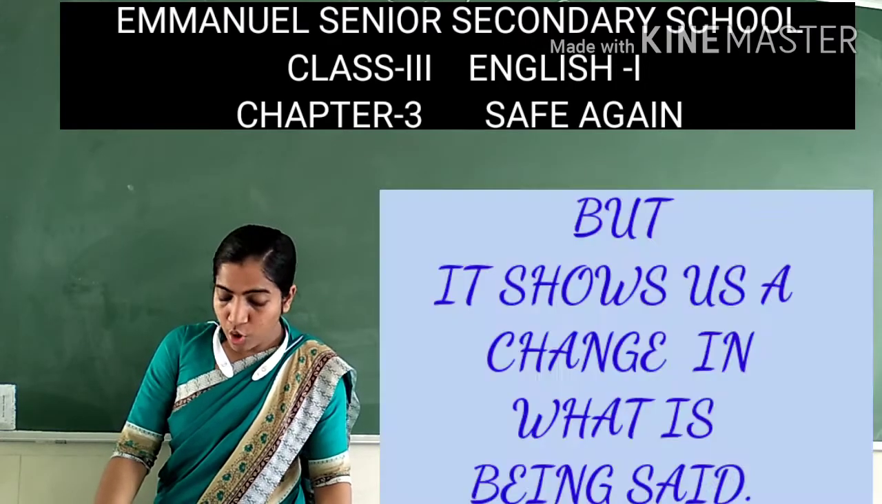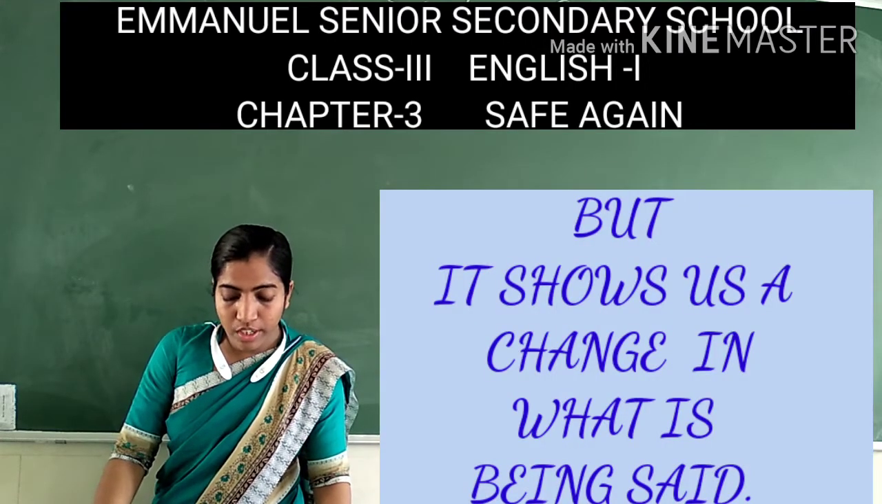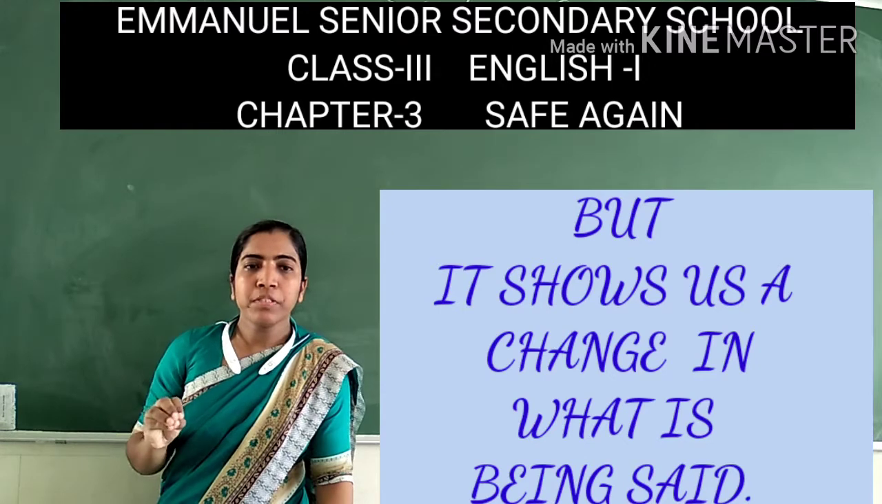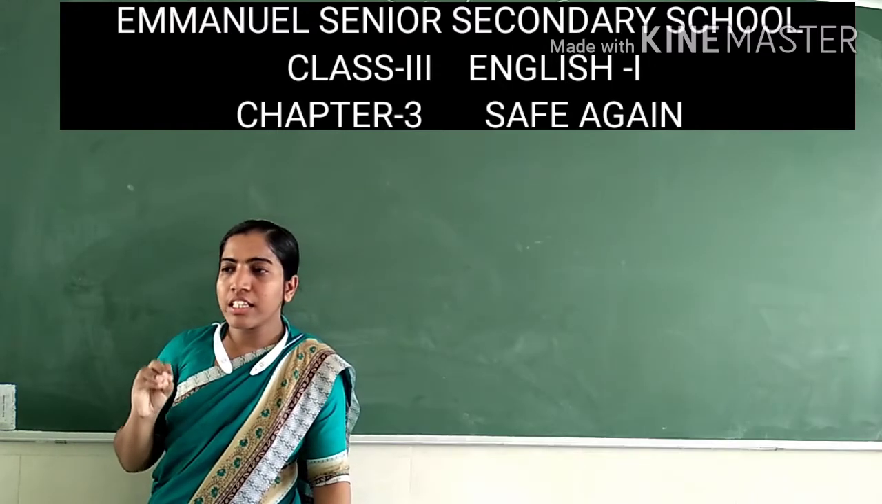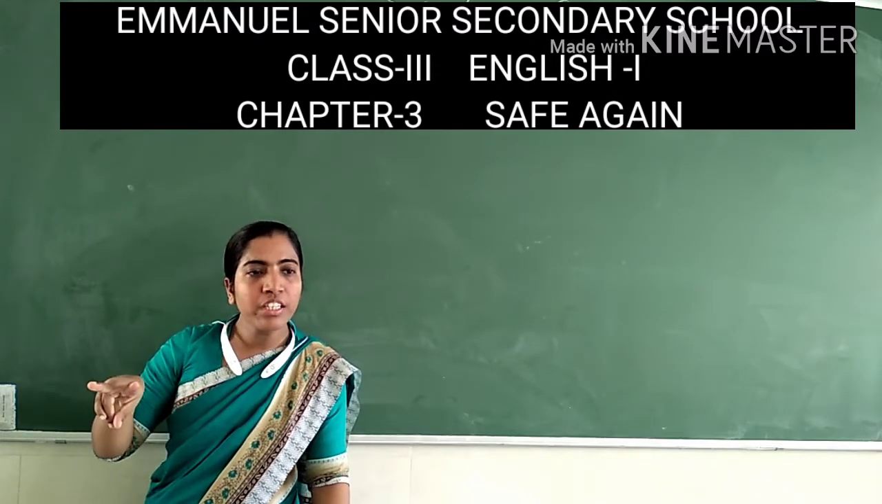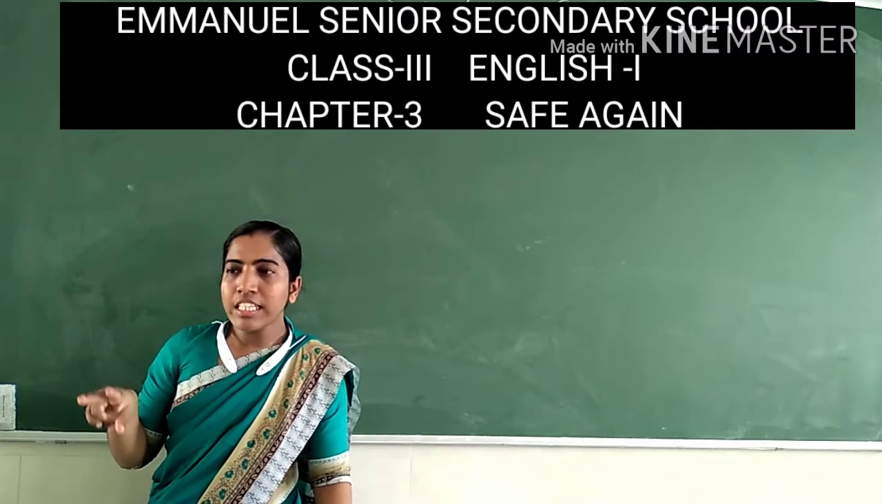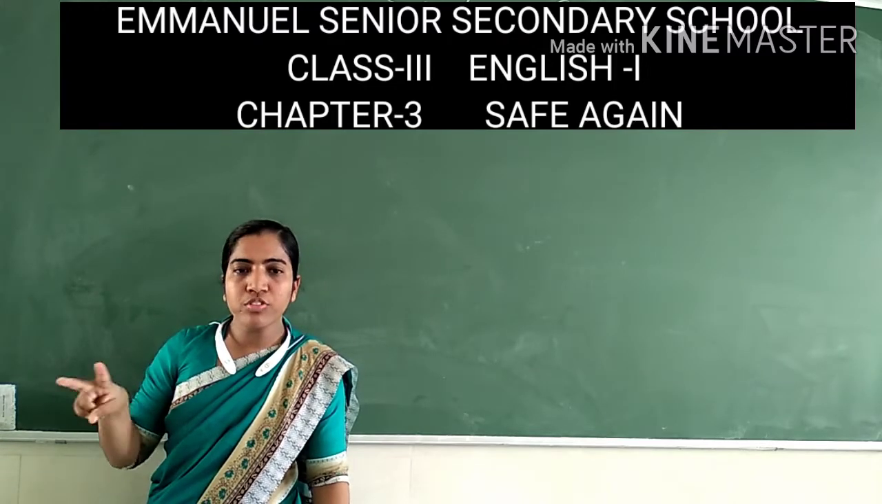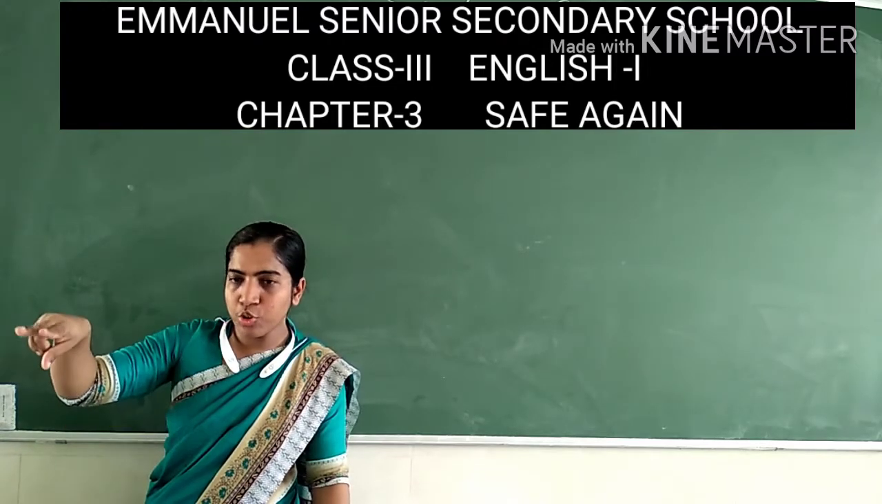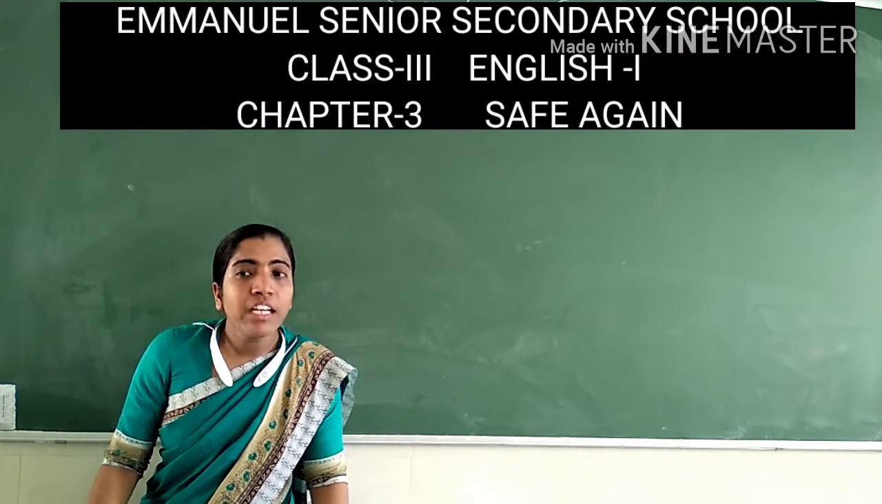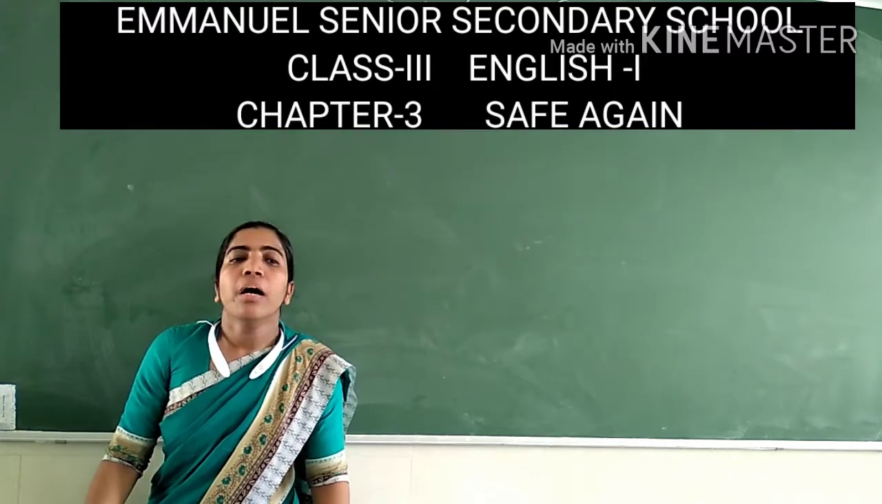So it shows us a change in what is being said. Simply we are using but in the sentences where we are showing opposite. ओके, जहां पर हम ऑपोजिट वर्ड्स या ऑपोजिट सेंटेंसेस यूज किया जा रहा है, एक साथ जोड़ा जा रहा है, वहां पर हम लोग क्या यूज करते हैं? बट.